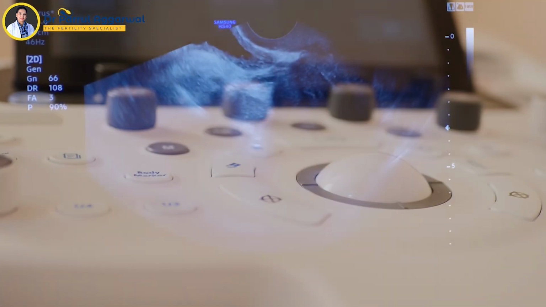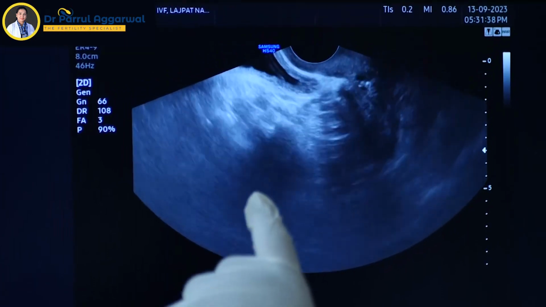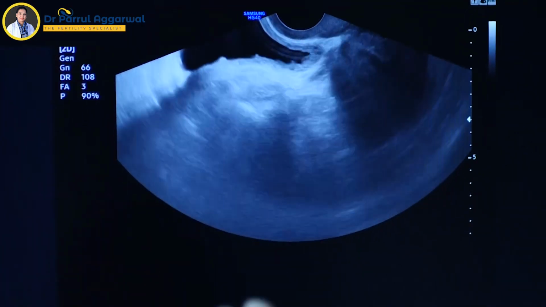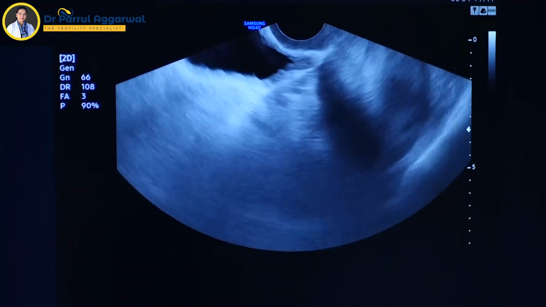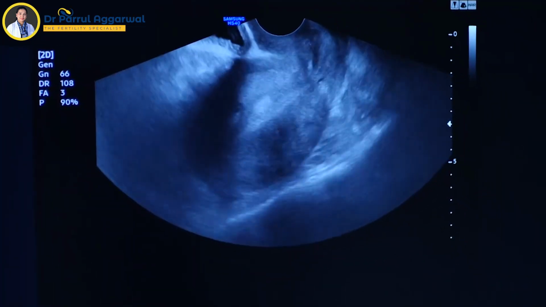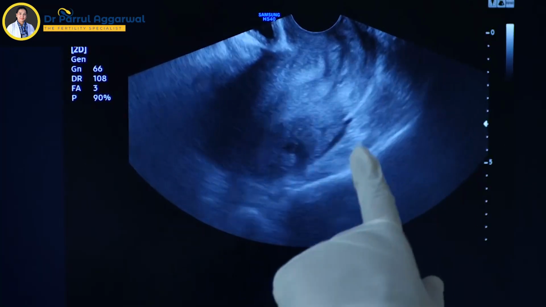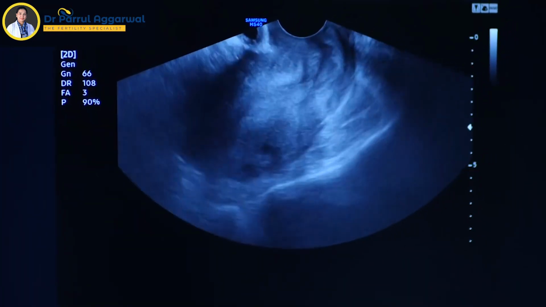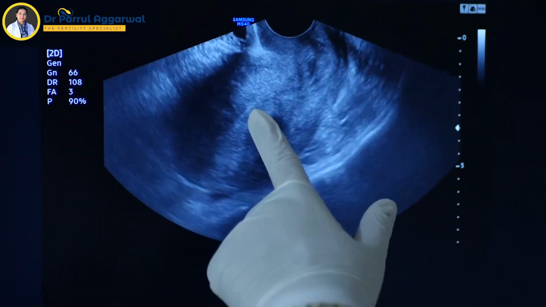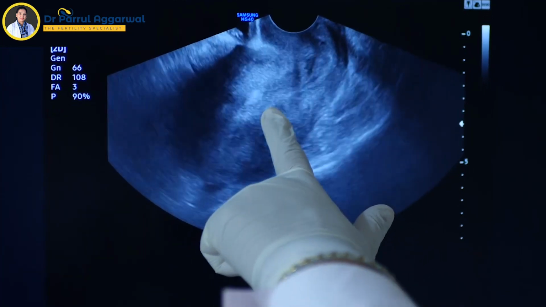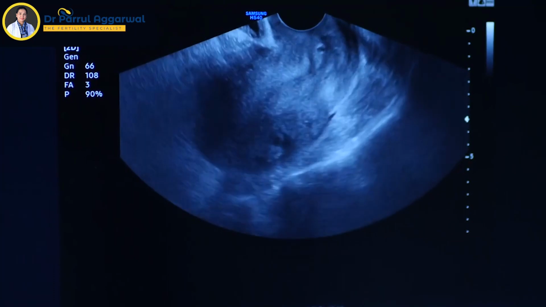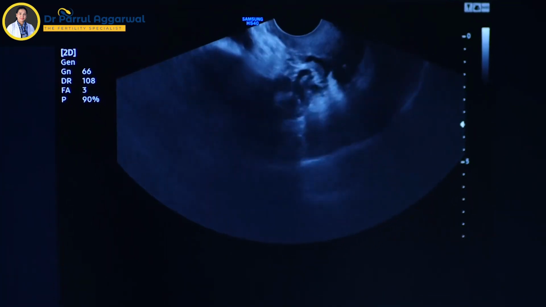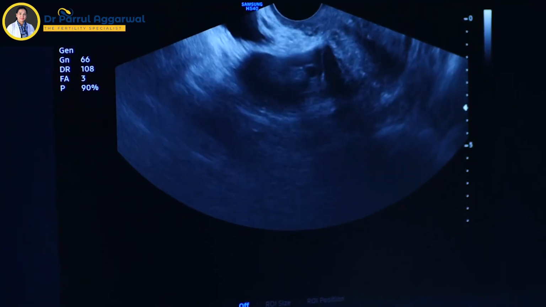So let's look at the patient on the screen. The patient is made to lie down after emptying the bladder, although a little bladder is filled here. Then we look at the uterus. Any pathology in the uterus that is seen should be noted down. The lining of the uterus is evaluated and is measured. Then we look at both the ovaries one by one.